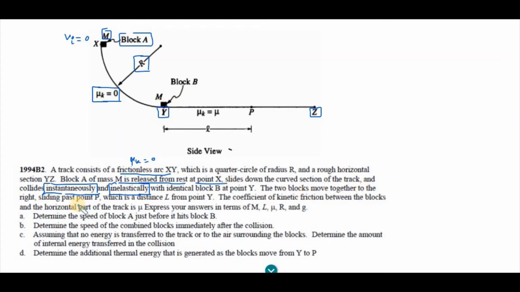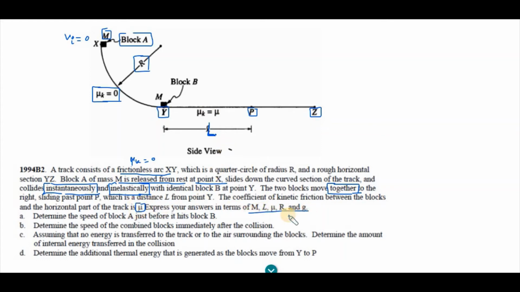Now the two blocks move together to the right, sliding past point P. Moving together means combinedly they will have a common velocity, and they are passing through point P. Point P is located at a distance of capital L from point Y. Y to P distance is given as L. Now the coefficient of friction between the blocks and the horizontal part of the track is given as mu.